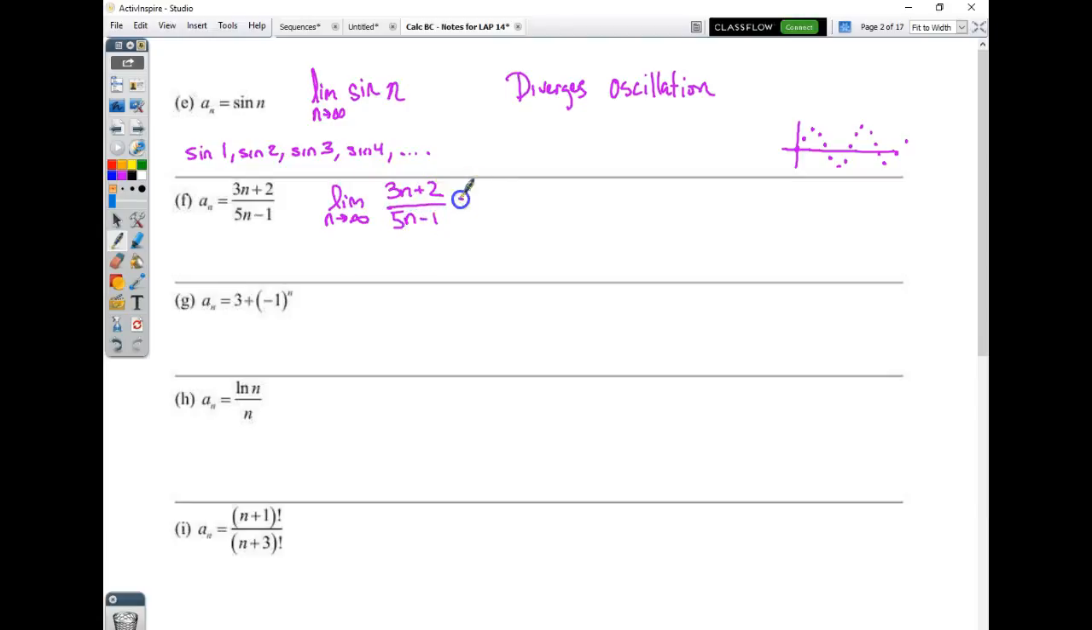That limit's pretty easy. We should see same power, 3/5. Converge or diverge? Converges. Remember, I don't have to converge to 0. I can converge to 3 over 5. That's fine. We're good with that.